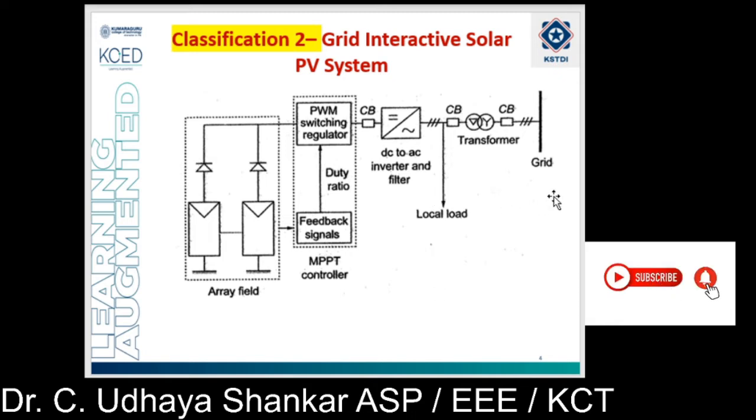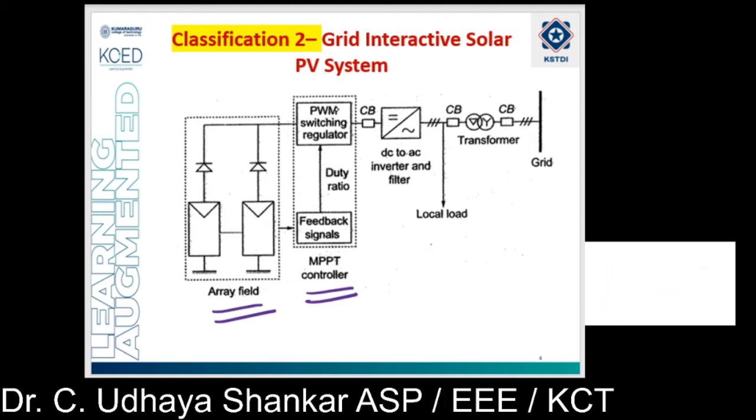So this is the concept behind the grid interactive solar PV system. Here you can see that this is the array field and this is the MPPT controller. What is the use of the MPPT controller? It is to extract the maximum power point from the operating point of the solar panel, so that the maximum power is extracted.